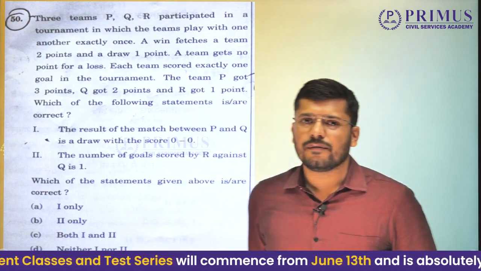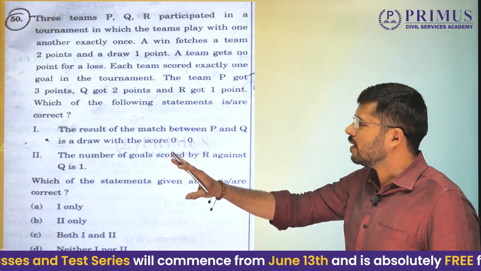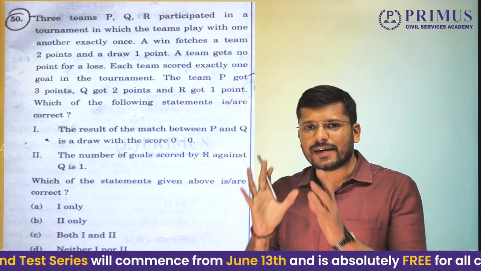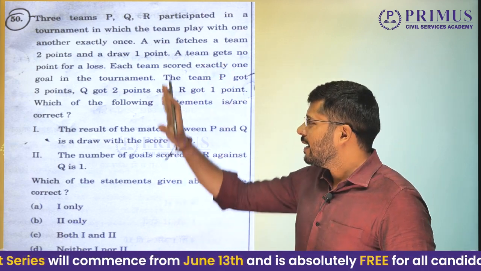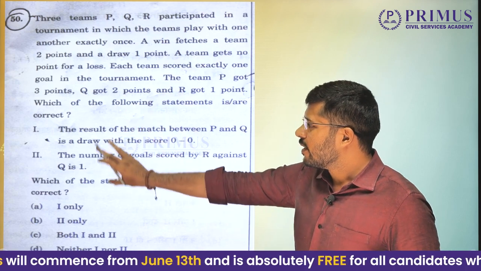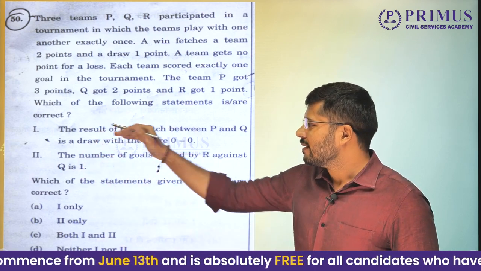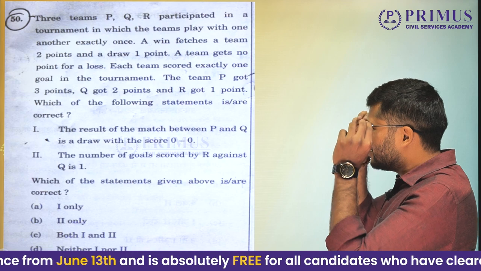So now we need to evaluate the given circumstance and fit the number of goals and the number of points into the perfect scenario and evaluate these two. Which ones? These two given statements. So now what do they tell us?